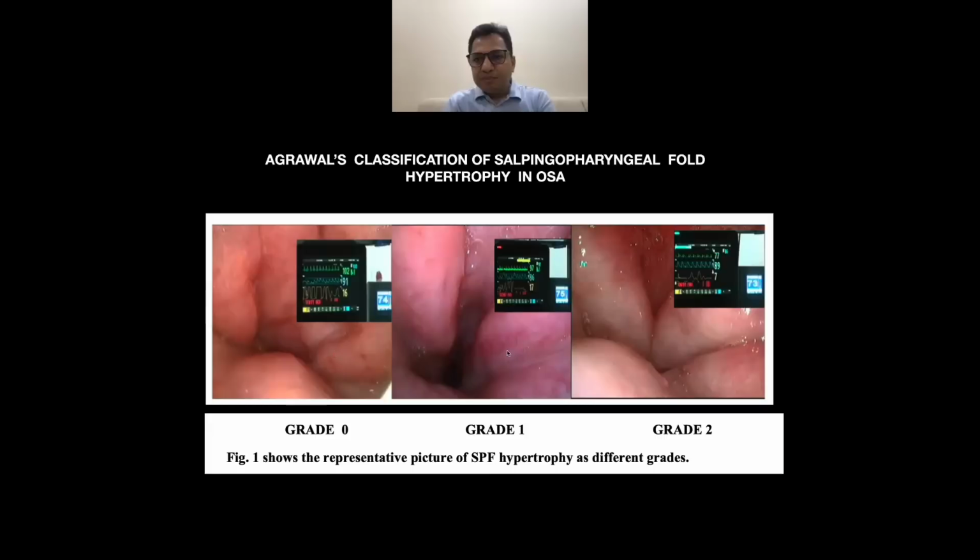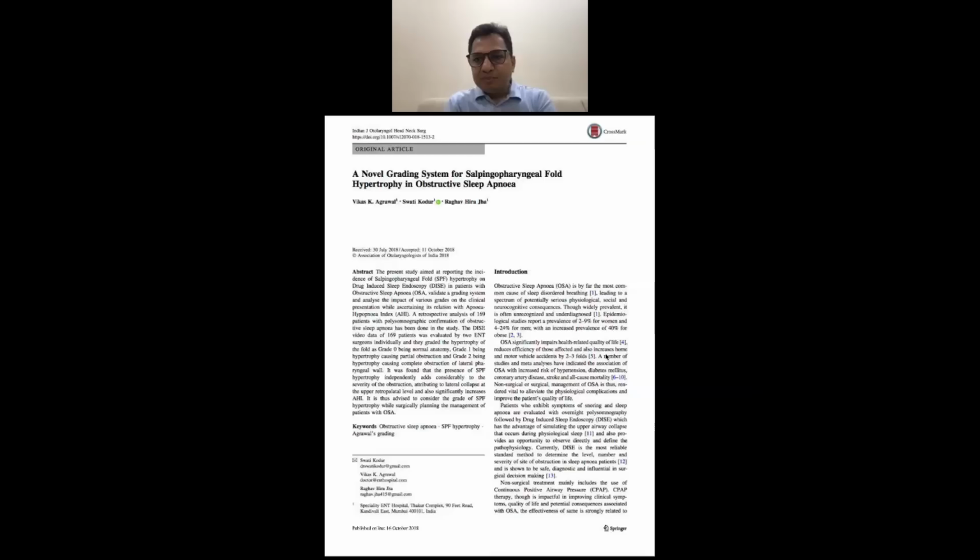Salpingopharyngeal fold. This is our paper. You can go through it in the Indian Journal. Grade 0 is less than 25%, grade 1 is 25 to 75%, and grade 2 is more than 75%. The salpingopharyngeal fold hypertrophy, and this is our paper.